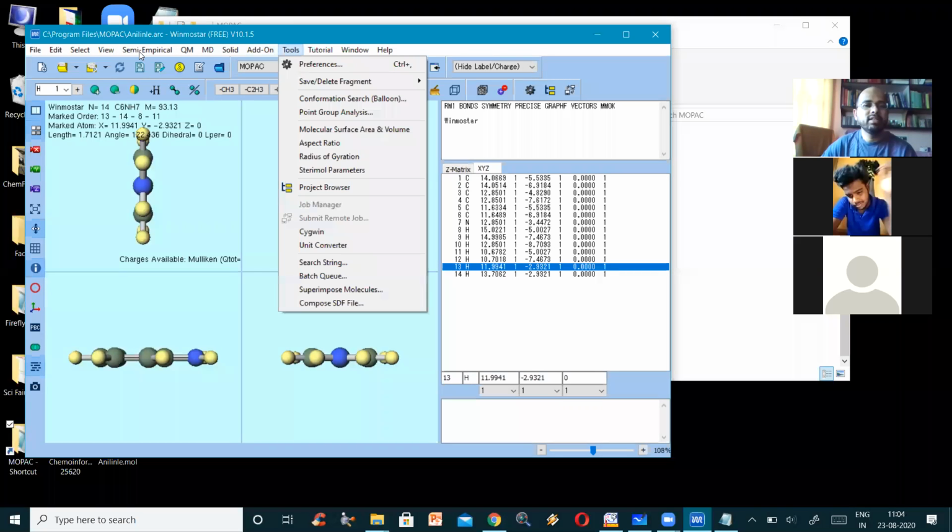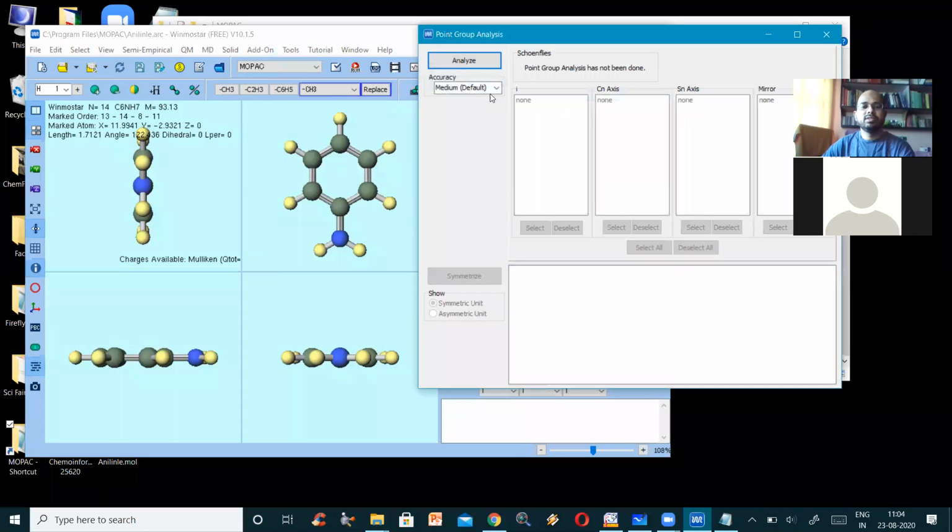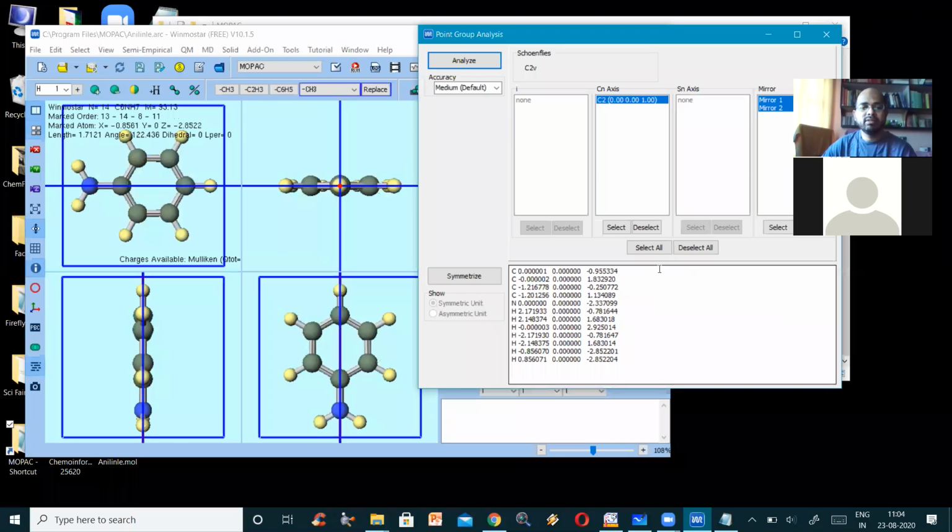Okay. Likewise, you can go to the tools and click on point group analysis. It will open another window. Now it is asking how accurately you want to analyze it: highly accurate, relatively high accurate, or medium. I'm just analyzing that. So look at what it has printed. It has given you the C2 axis.